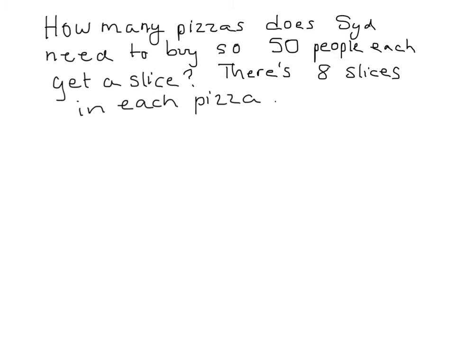Now let's try to interpret a remainder with a word problem. So how many pizzas does Sid need to buy so 50 people each get a slice? There's 8 slices in each pizza. So this is a division problem here. So I am going to take the 50 people to divide it by 8, and I'm going to label this here. This is 50 people. I'm dividing the 50 people divided by 8.